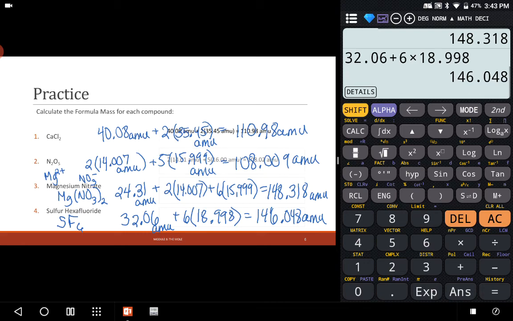Then we can go through the PowerPoint just to double check that I didn't do anything silly. And I think we're good. Again, your numbers may vary slightly depending on which periodic table you were referring to.